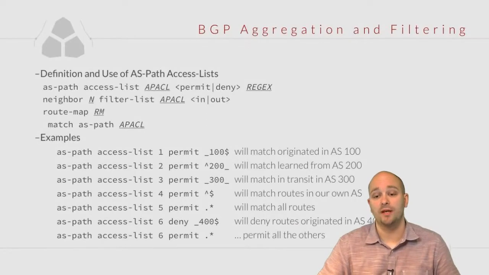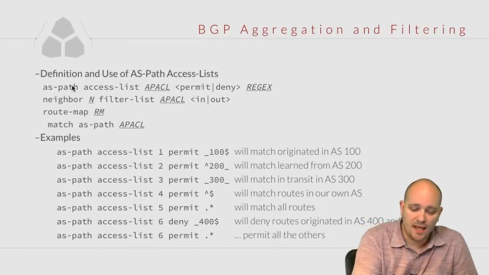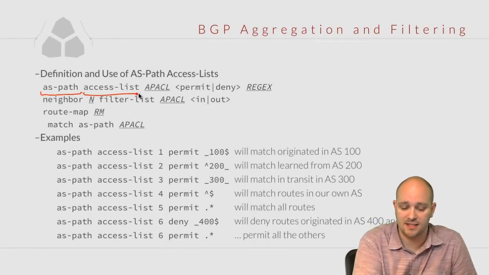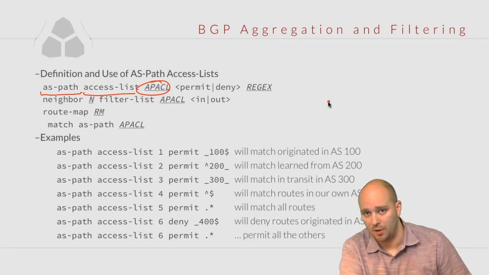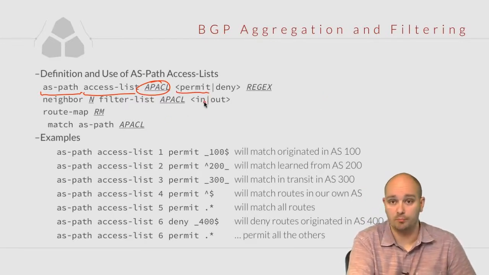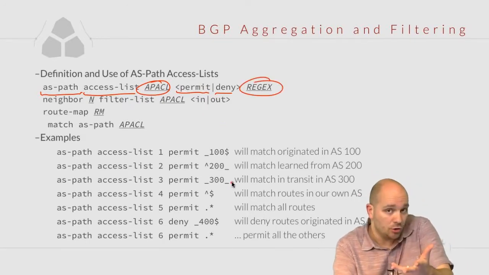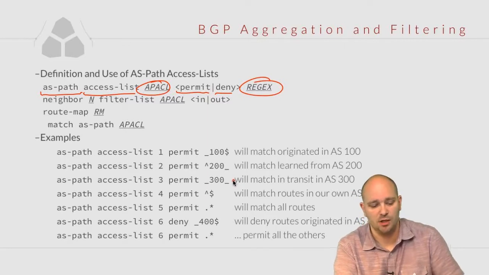So now finally we can talk about the AS path access lists. First, AS path access lists are defined as as-path access-list, and then we specify the number of the access list. And then we can either specify whether we want to permit or deny whatever regular expression that we use. And we are going to use the regular expressions that we just learned.